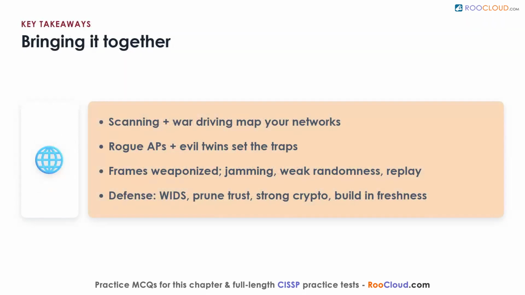So let's bring it together. Attackers first map your networks by scanning and war driving, then set traps with rogue access points and stealthier evil twins that your own devices choose. Management frames get weaponized for denial of service, hijacking, and misdirection. Jamming drowns your signal, weak randomness cracks your crypto, and replayed traffic slips past authentication.